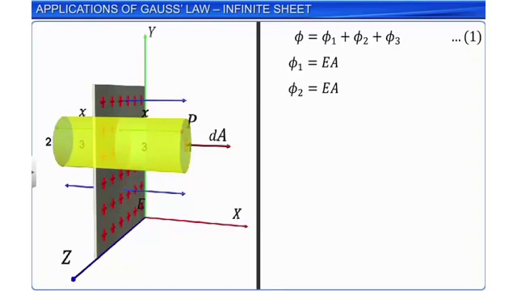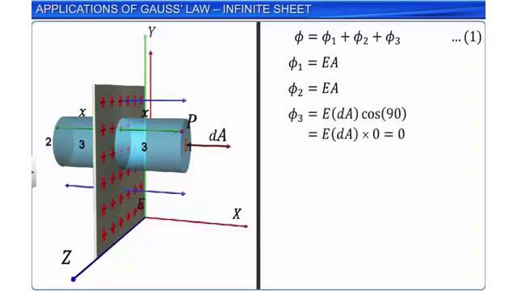Now consider surface 3, which is the curved surface of the Gaussian cylinder. At every point on the Gaussian cylinder, the electric field strength E and the outward normal to the surface, which represents the area vector, are perpendicular to each other. As the angle between the area vector and the direction of the electric field is 90 degrees, and as cos 90 degrees is 0, we have the flux phi 3 is equal to EdA cos 90, which is equal to 0. Hence, no flux passes through this surface. Thus, the flux phi 3 through this surface is 0.